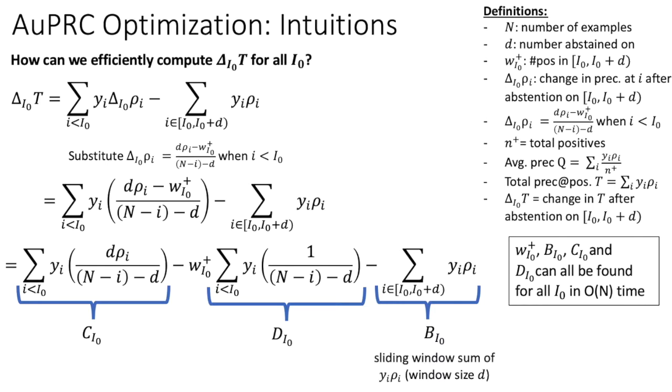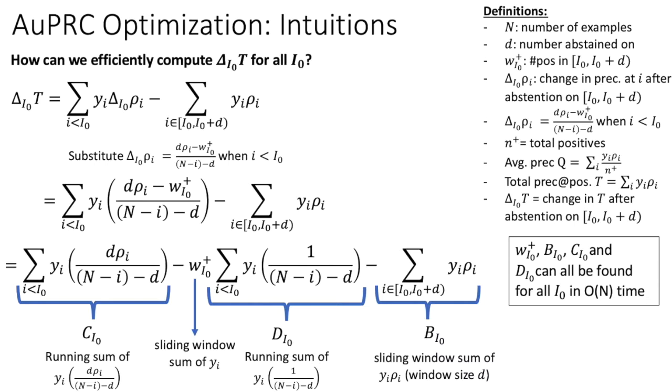Specifically, bI0 is a sliding window sum of yi ρi, cI0 can be found via a left to right running sum, dI0 can also be found via a left to right running sum, and wI0 plus is a sliding window sum of the positives. If we know the change in the total precision, and we know the number of positives in the abstained window, we can easily find the change in the average precision. In other words, we can find the change in AuPRC for all abstention intervals in O of n time.